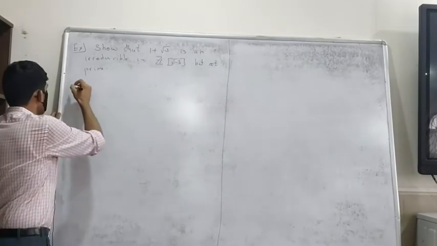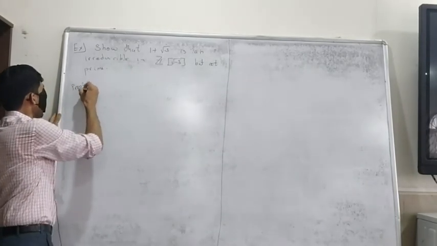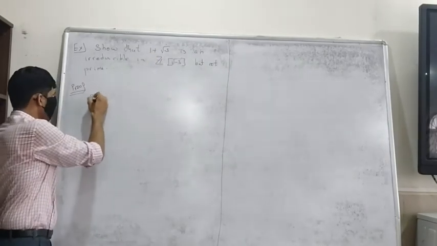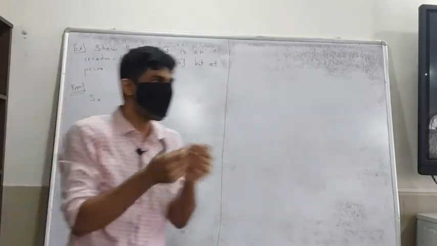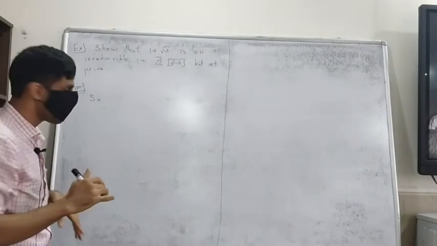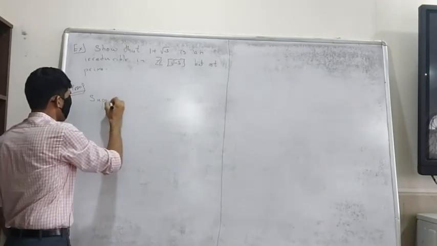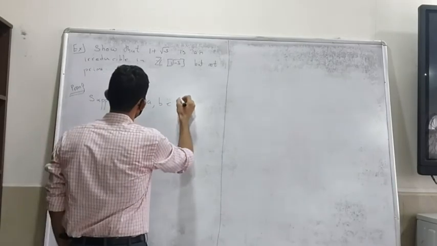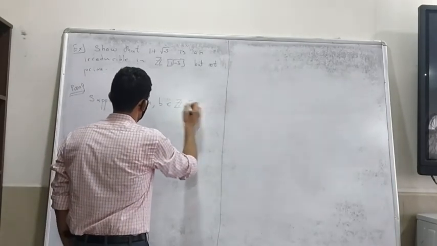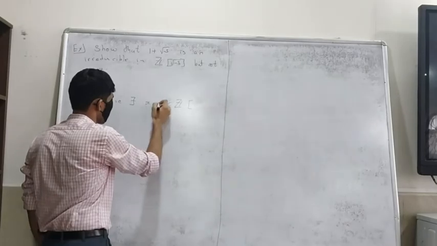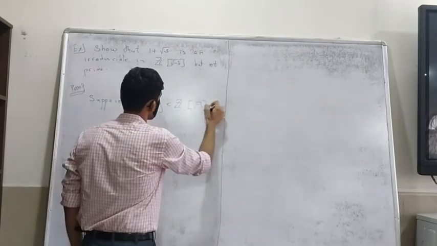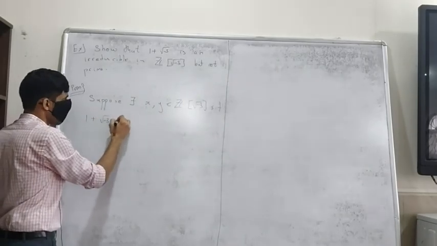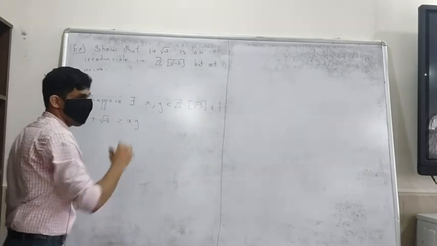Okay, so let's see. First I want to show that this is an irreducible. So how do I show it's an irreducible? Suppose I can break it up; I have to show that one of them has to be a unit. So suppose there exist x and y in Z[√-3] such that 1 plus square root of minus 3 is xy.